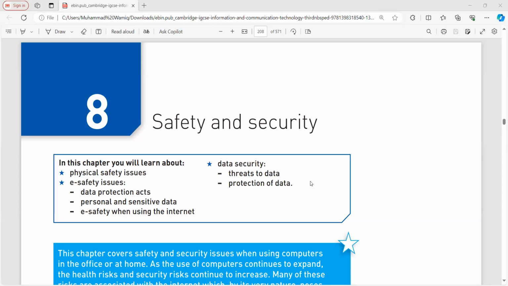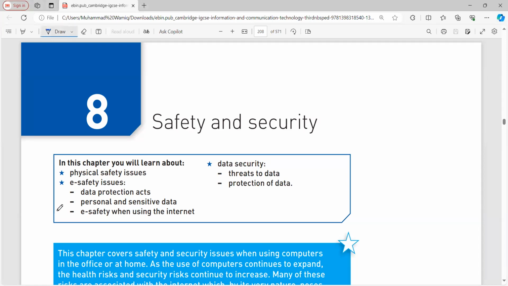Okay, so we are starting this chapter. Chapter number 8 is safety and security. In this chapter, we are going to discuss some physical safety issues. We are going to discuss e-safety issues as well.